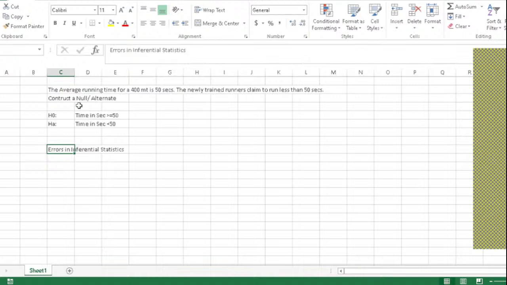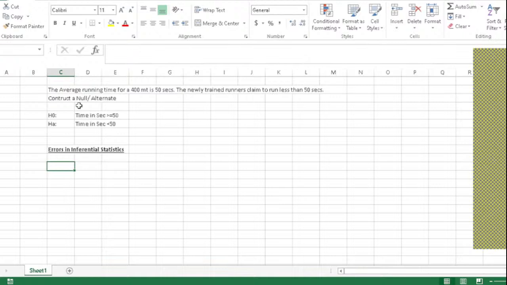Now, what do you think can be the type of errors? Just think. Okay, let me make your task easy. Sampling error happens, of course, when your samples are not representing the population. That can happen. But I'm saying in taking the decision, what errors can happen? Let me make your task easier.